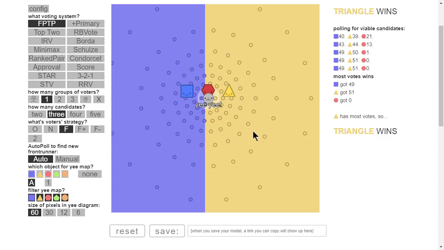This is a Yee diagram, and I'm going to explain how it works. Basically, in one sentence, it's a map of who wins an election. So let's start off with the basics.